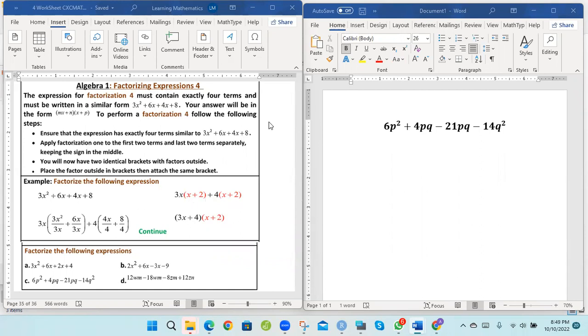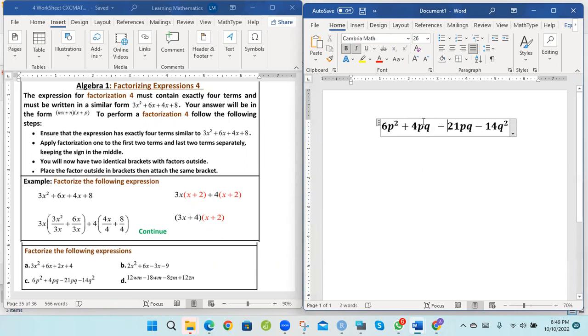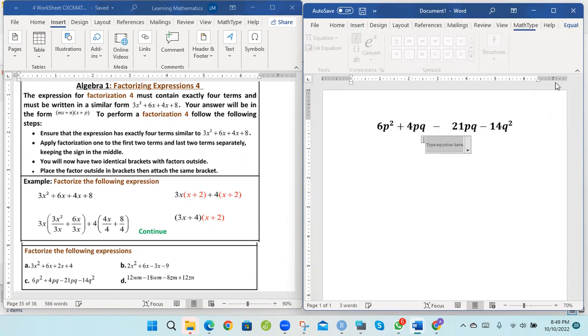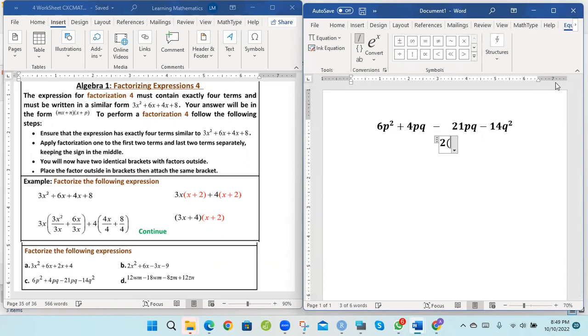Apply factorization 1 to the first 2 and apply factorization 1 to the second 2, keeping the sign in the middle. There's a negative sign in the middle. Let's keep it. So we're looking at 6p squared, pq. Between 6 and 4, what is the highest common factor? 2. And you open a bracket. But it's not only 2 we have to put outside because the p is common. So we put the p with the lowest power, which between p squared and p is p. The q is not common, so we don't put q outside.